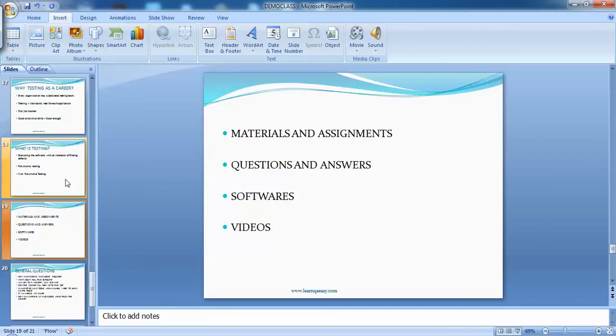What about materials and assignments? After each and every session, I'm going to give some assignments. Clear, in-depth materials. I'm going to provide soft copies of materials. What about questions and answers? In everyday class, we'll spend some time on questions and answers. You can ask any questions while I'm taking class. In classroom also you can ask questions. Okay, it's complete interactive mode training.